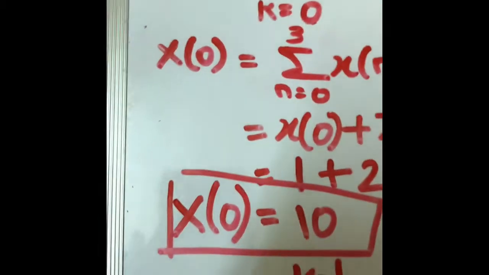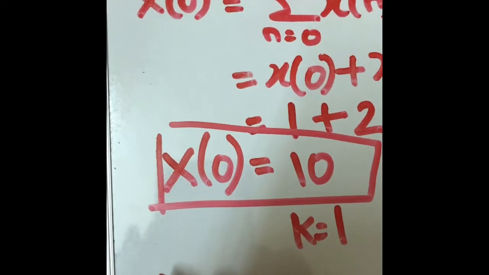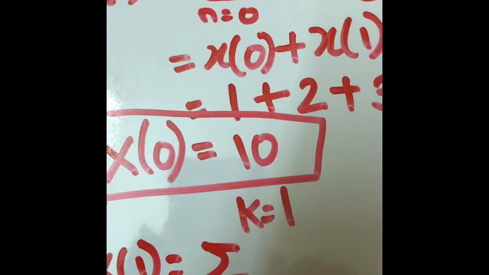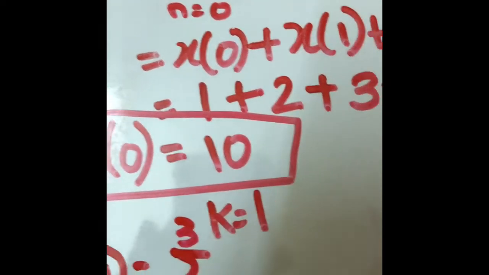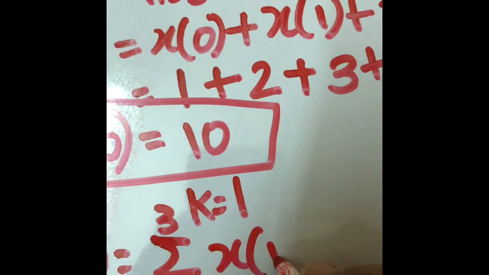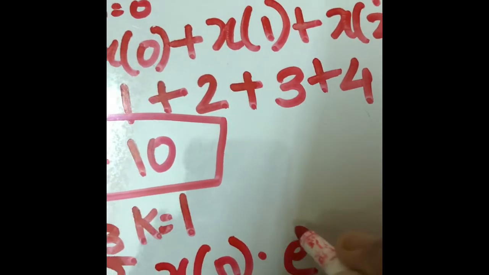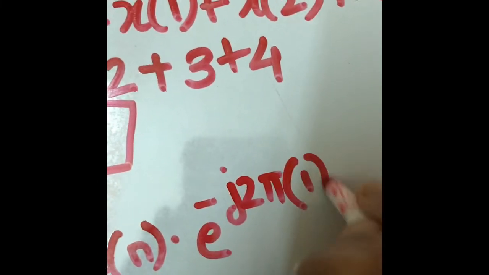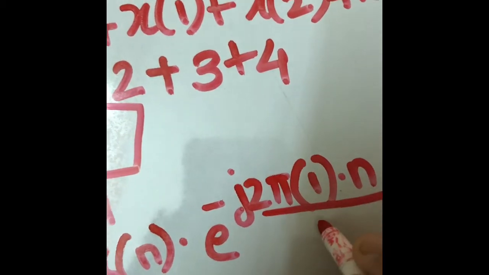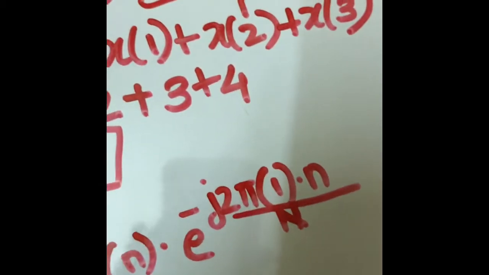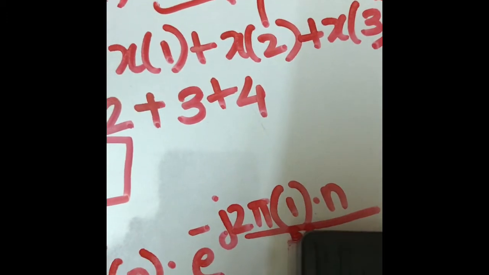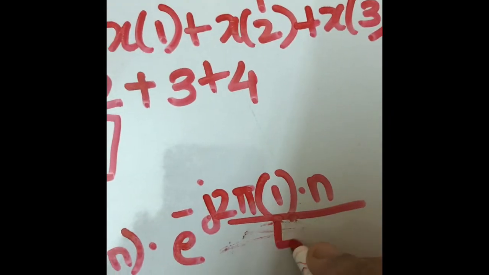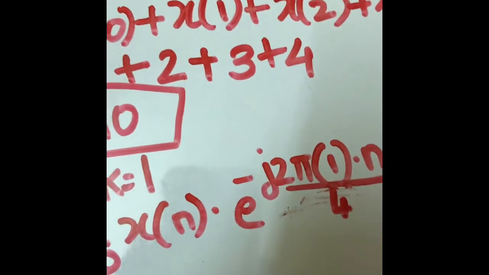Now let us consider k is equal to 1. So for k is equal to 1, it will be X of 1 is equal to summation from n is equal to 0 to 3 of x of n into e raised to minus j 2 pi k, k is equal to 1, into n upon N. Now N in our case is equal to 4. I will directly mention here 4. So 2 pi by 4 will give me pi by 2.